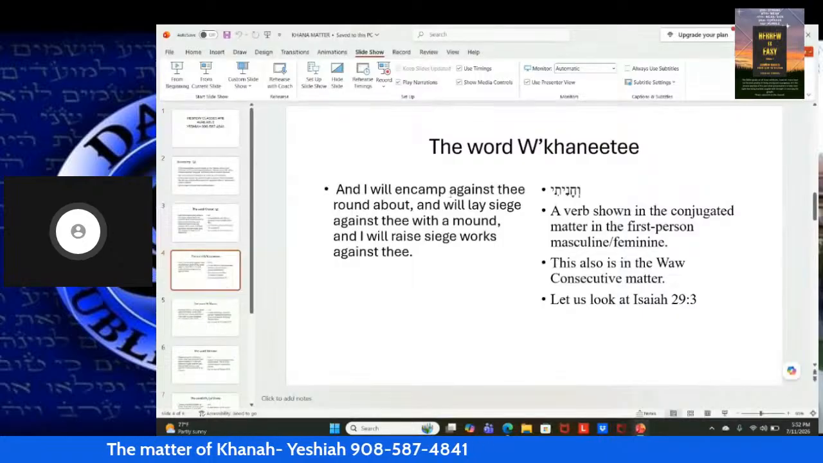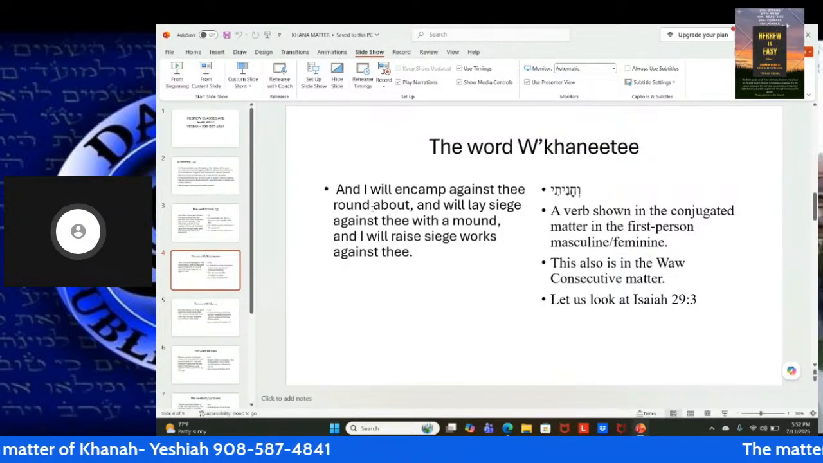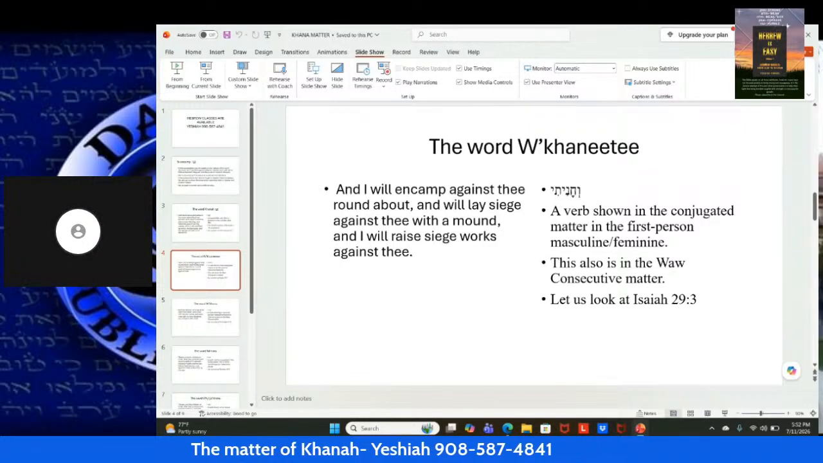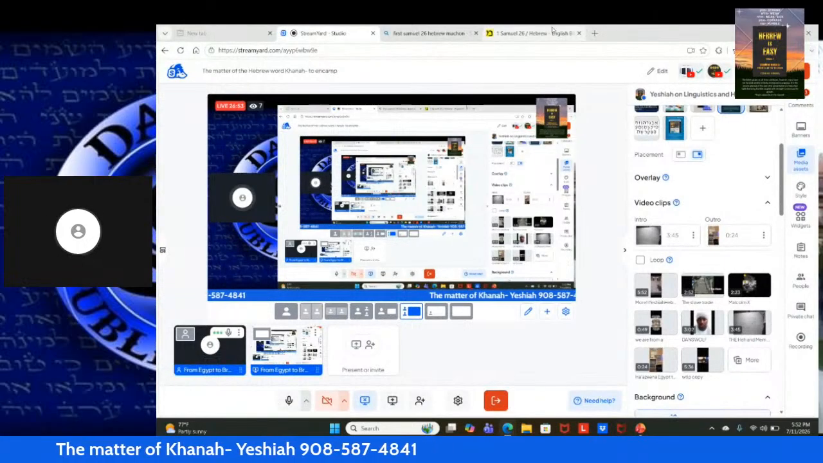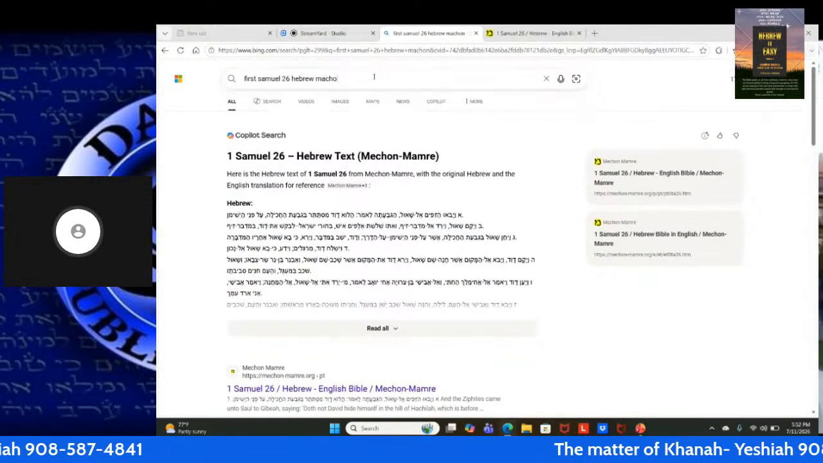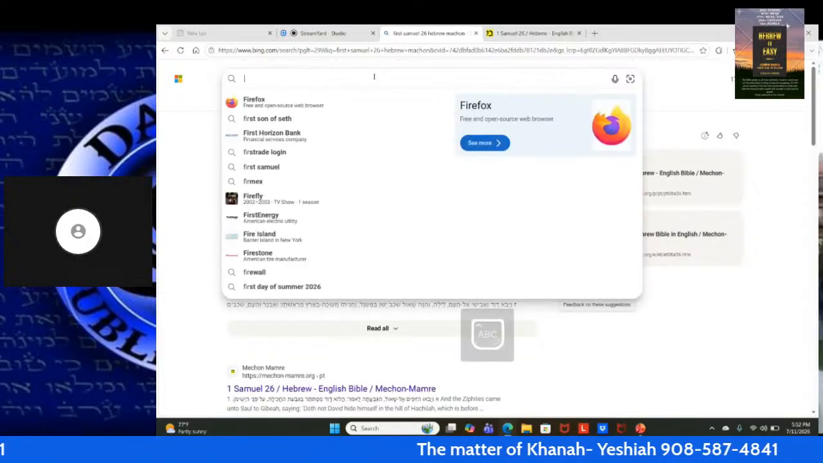So that's something we can bring out in chapter 29, verse 3. It says, and I will encamp against thee round about, and will lay siege against thee with a mound, and I will raise siege works against thee. So now when we go, brothers and sisters, to Isaiah chapter 29 in the Hebrew, verse 3, let's see what we can ascertain.